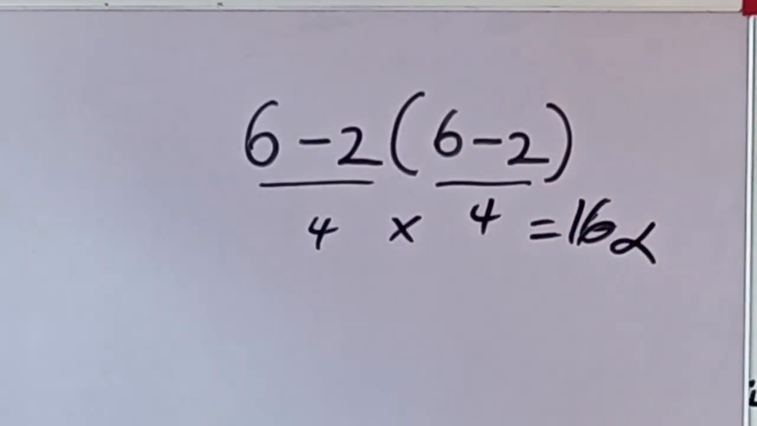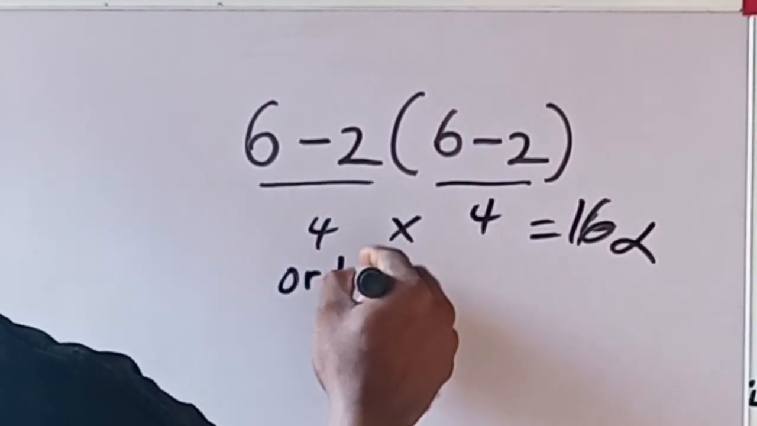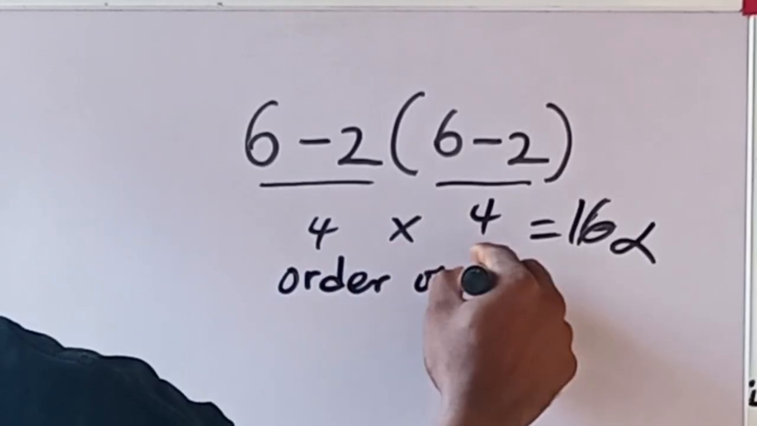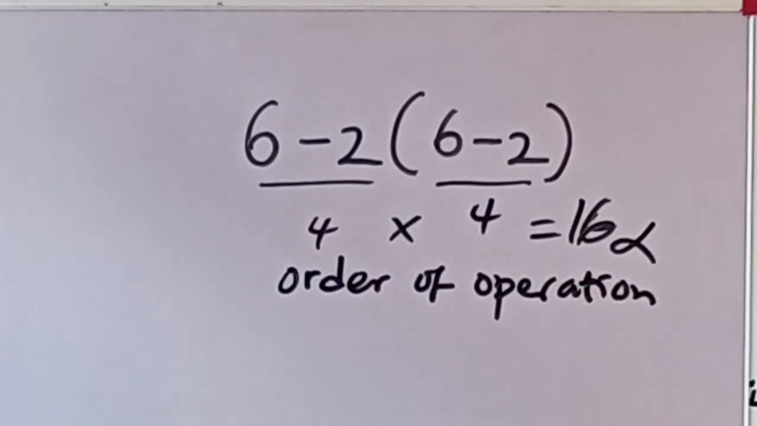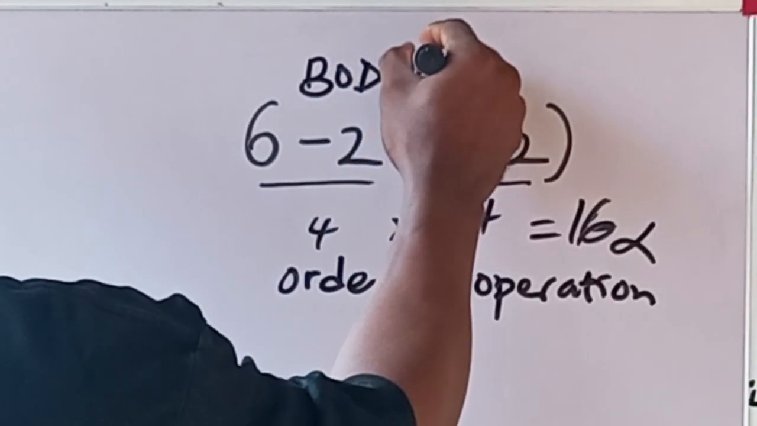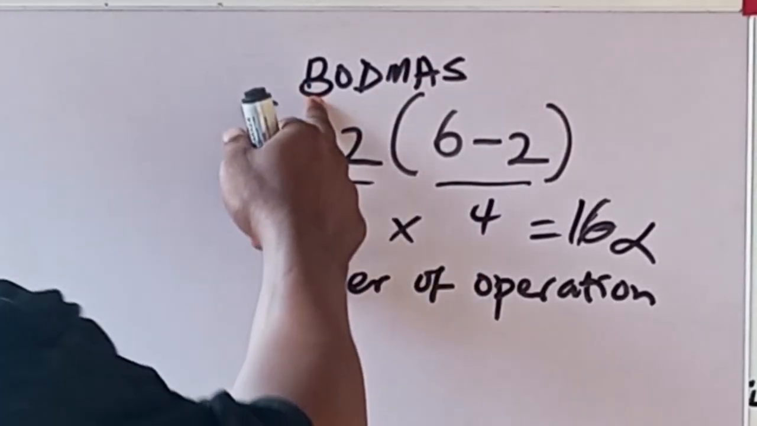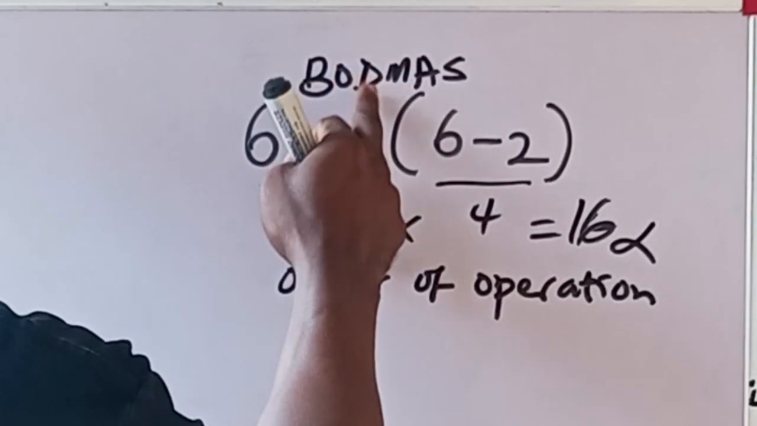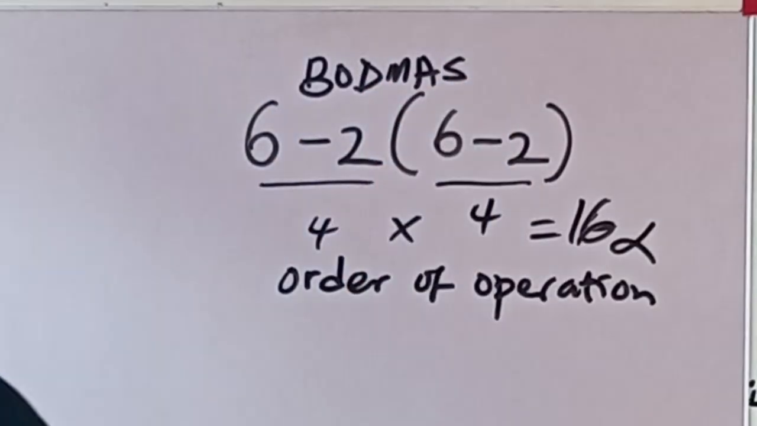The reason why it is wrong is because we omitted the rule of operation, or we omitted the order of operation. This is the order of operation. And our order of operation is BODMAS or PEMDAS, as the case may be. This B stands for bracket, of, division, multiplication, addition, and subtraction.